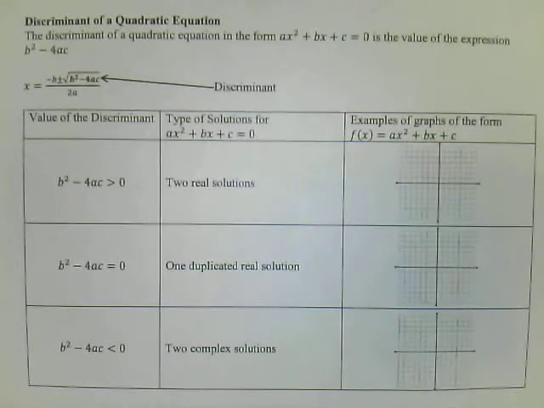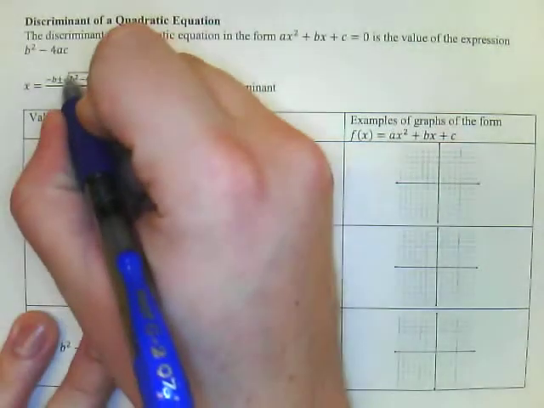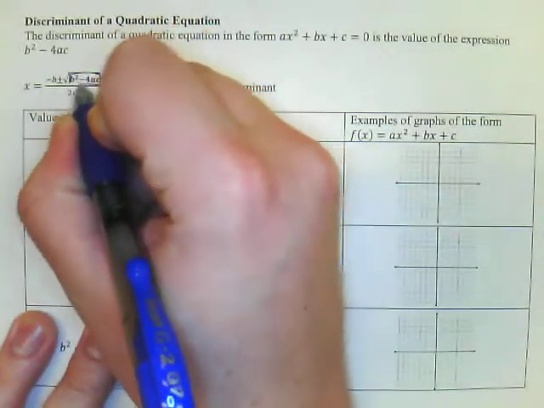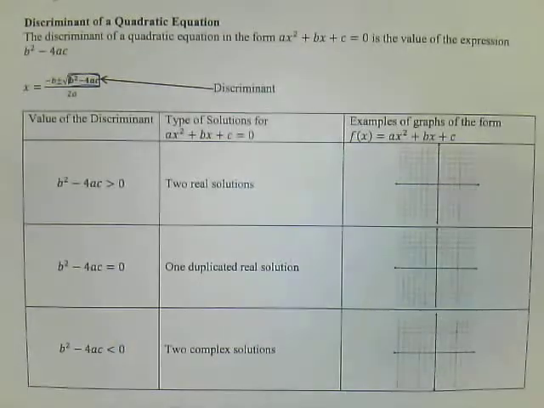Now that you have a sense of what the quadratic formula is and how it works, let's dive a little bit deeper into it. So we're going to look at a very specific part of the quadratic formula, which is called the discriminant, and it is the piece that is underneath the square root. Now this is a very special part of the equation because it will tell us a bit about what the solutions to the equation are going to look like.